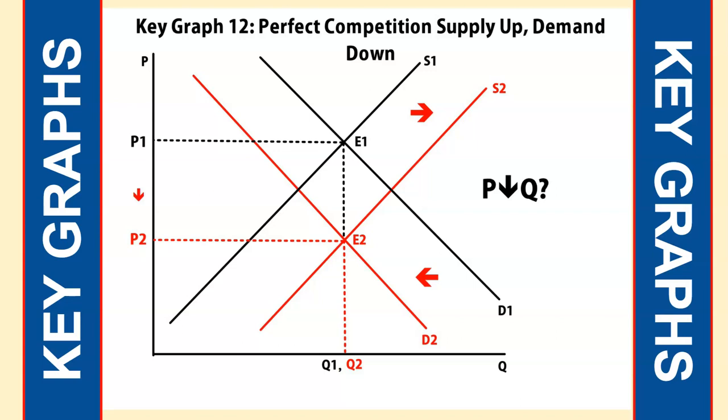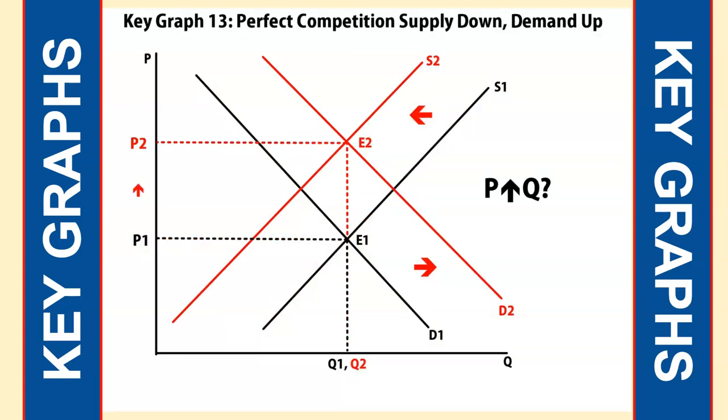We don't know if that supply curve shifting in technology is going to be greater or less than the demand that's shifting leftward or inward. So we're assuming, again, they're moving at the same pace. As a result of this, we see a quantity that is ambiguous or indeterminate in this particular situation. And that leads us to our last key graph, which is key graph 13.